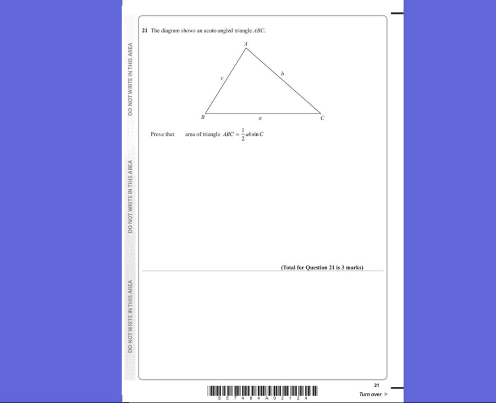Question 21. It says, the diagram shows an acute angled triangle ABC. Prove that the area of a triangle ABC is a half ab sin C. Well, the first thing we need to know is that the area of a triangle is base times height divided by 2. Now, on this triangle, we don't have the height, but we can draw it in. The height is here, and the height is always at a right angle. So now we've got a right angled triangle here. This angle here is angle C, and this is the angle that we're using.